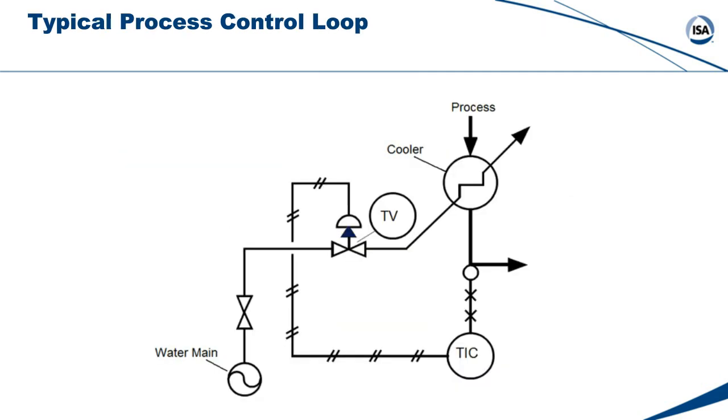As shown on a process and instrumentation diagram, or P&ID, this temperature control loop is comprised of a temperature measurement, a temperature controller, and a control valve which is used to control the water flow to the cooler. The cooler represented on the P&ID is a shell and tube heat exchanger.